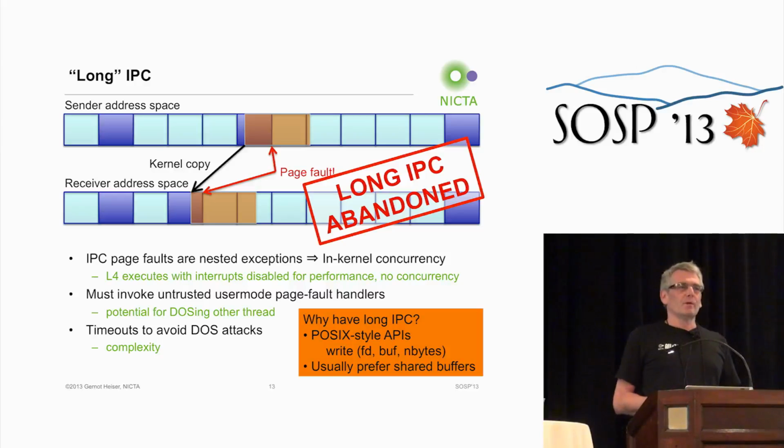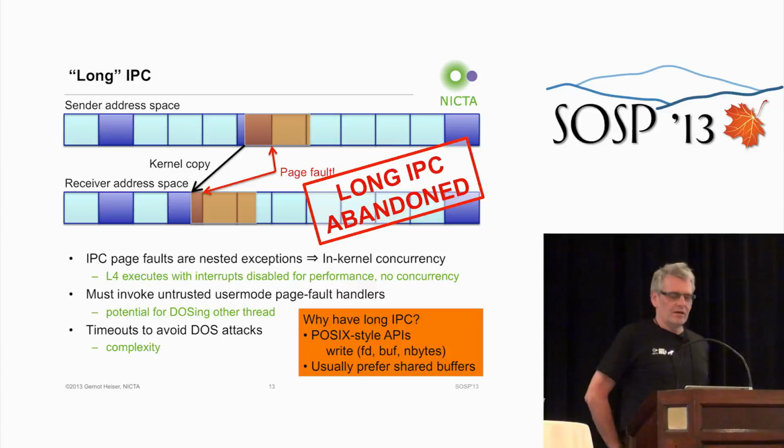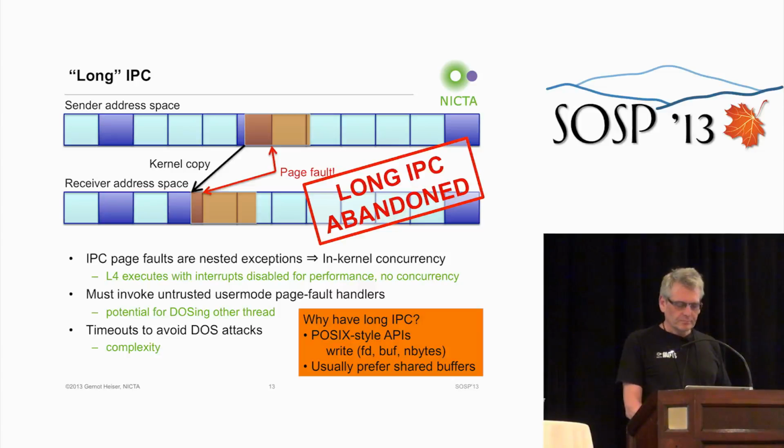Turns out these days, POSIX support is inevitably provided by running a Linux system in a virtual machine on top of the kernel, and any other specifically designed services have a more sensible API that basically uses shared buffers and doesn't require this functionality. So basically all the modern L4 implementations have simply unceremoniously dumped long IPC.